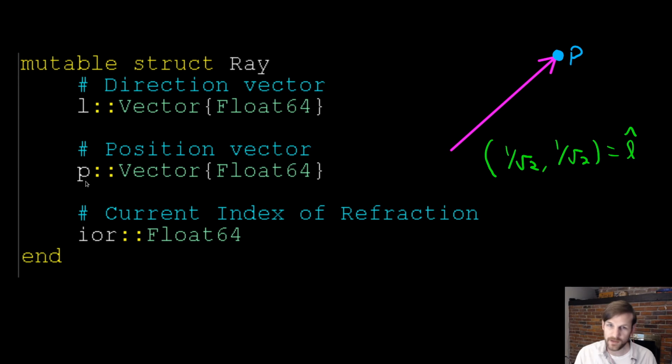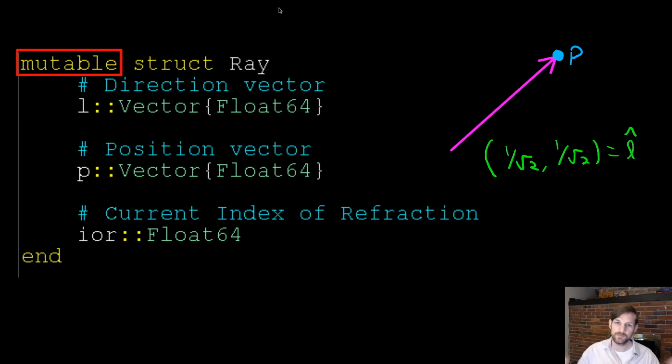Now, there's something special about this struct, and that is the mutable tag right here. For the purposes of this conversation, we're just going to say that mutable means that the interior contents of this struct can change with time. That is to say, we can create some sort of function that acts on this ray, and it could change the light's light vector L or its position P.